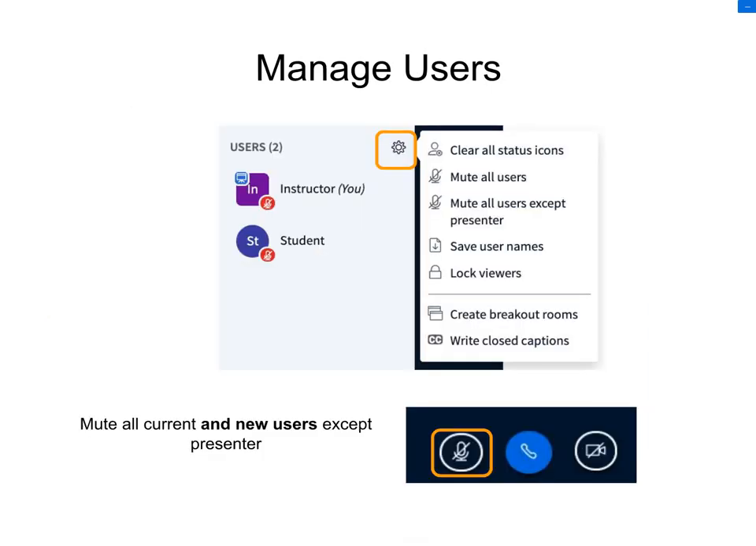And so now let's get into some of the moderator capabilities. The moderator has this gear icon, which has a bunch of moderator capabilities. You can clear everyone's status, for example if a couple of people raise their hand. You can mute everybody. You can save the users' names if you want to take a roster. You can lock the viewers. You can create breakout rooms and do closed captions if there's a stenographer joining who wants to write.